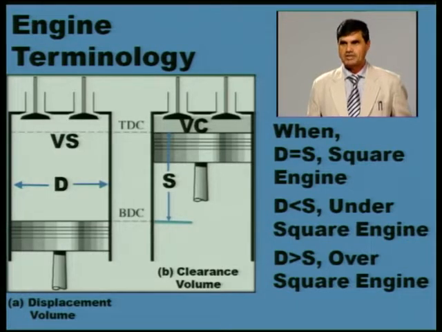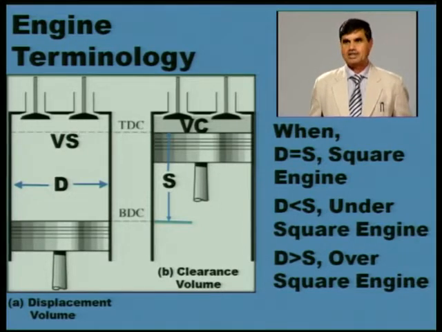When d is equal to s, it is termed a square engine. When d is less than s, it is under square, normally petrol engines. When d is greater than s, it is over square, normally diesel engines.